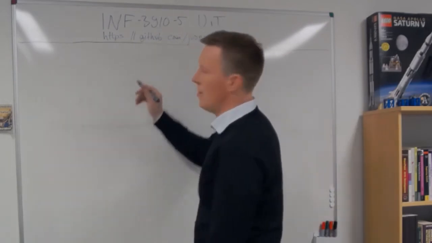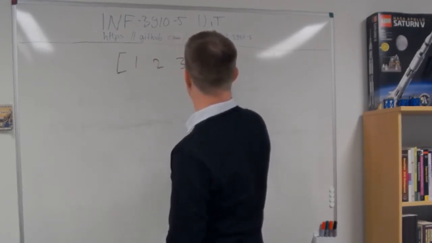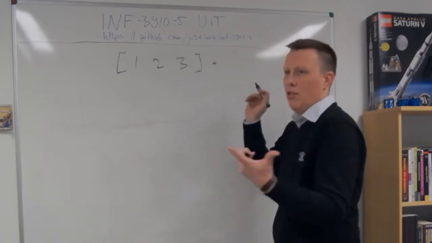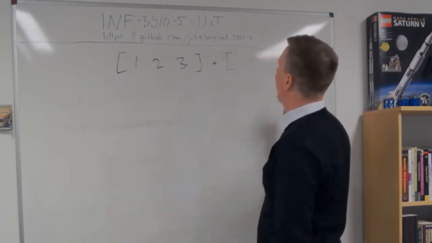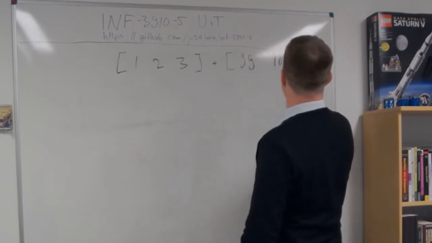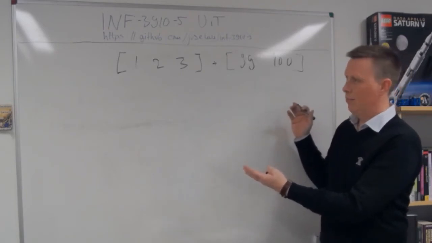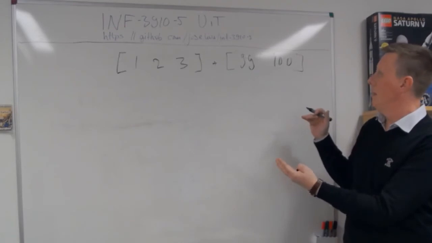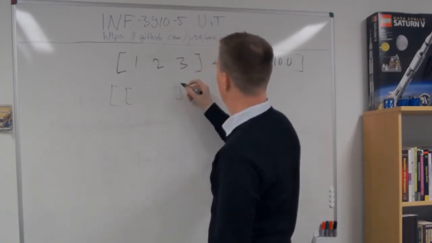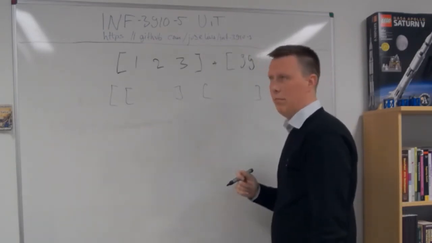So if we would do something simple, I'm just gonna do a list. So we do a list of 1, 2, 3. A list of three numbers, and then I'm just gonna invent a plus operator. Then I can do another list, which would be 99, 100. And the question is, how would I compose these two lists? And there are many ways to do this. Obviously, I could create a list of two lists, one with 1, 2, 3, and the other one with 99 and 100. That's certainly a valid way of composing them.